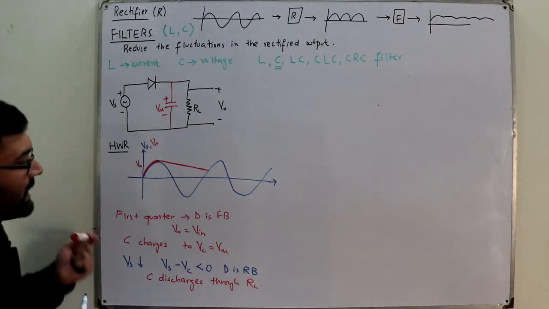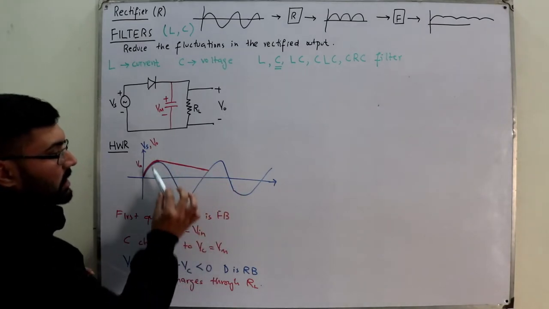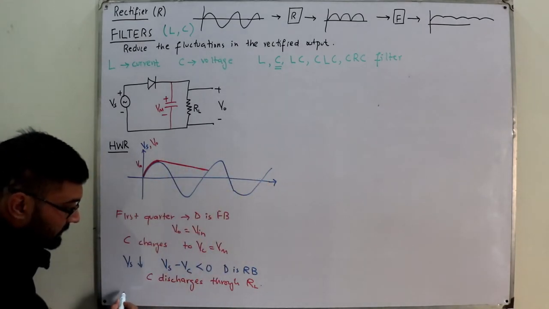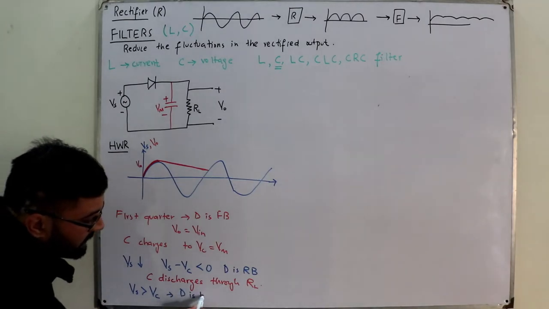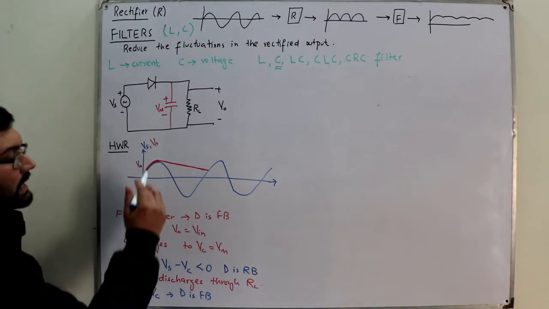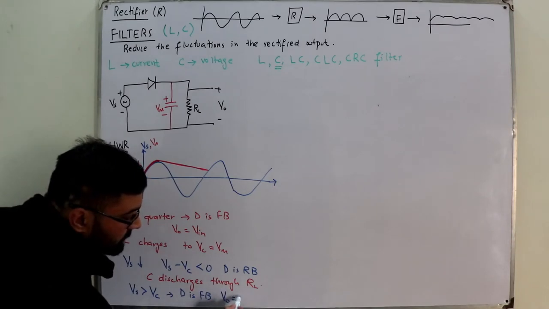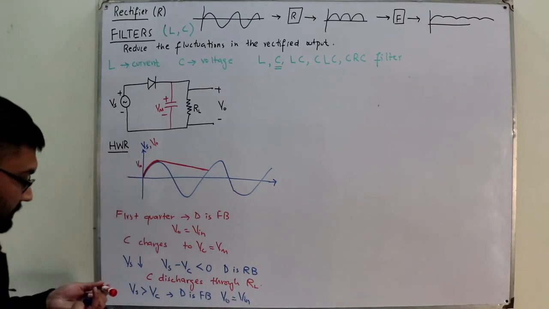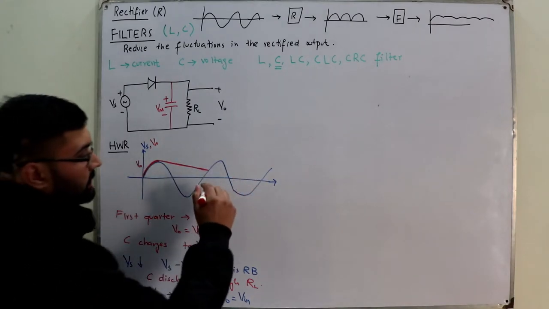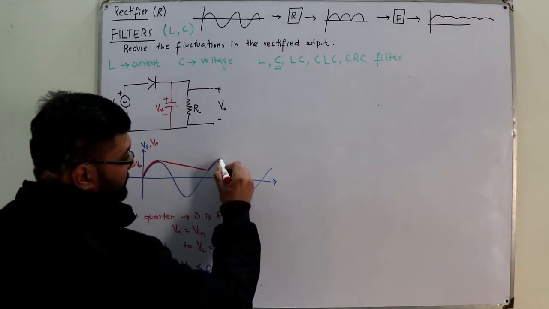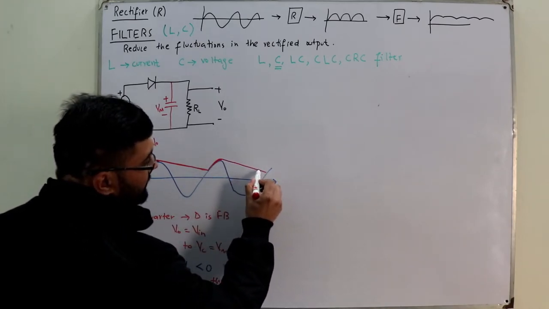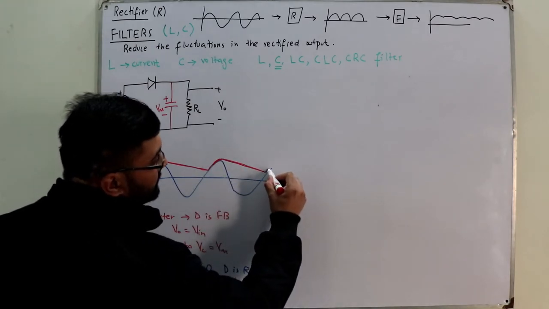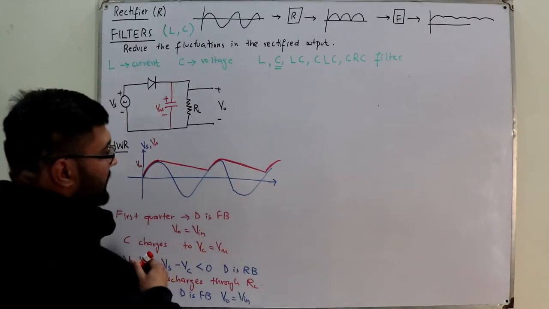Now what happens after this? Have a look. This is the charge with the capacitor, and the blue is your source. After this, Vs becomes greater than Vc, and when this becomes greater than Vc, the diode is forward biased. When the diode is forward biased, again the output is equal to the input. The capacitor charges again to Vm, and then the cycle repeats. The output is this, and then further it discharges again like this, and similarly this repeats in such a manner.